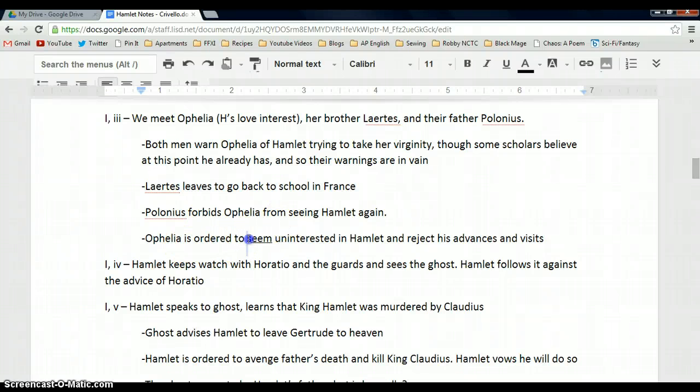So we have another example of seeming. Ophelia is ordered to seem uninterested in Hamlet and reject his advances, reject his visits, send back his letters. It's very sad.